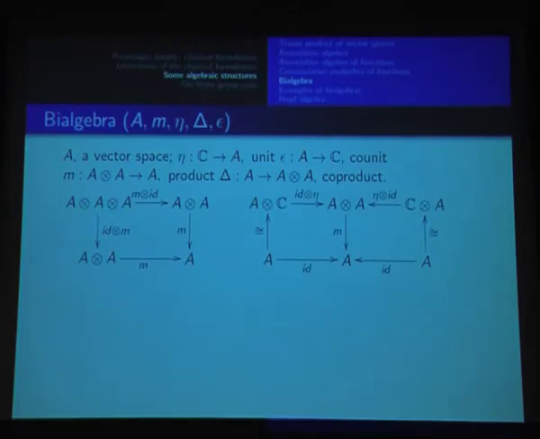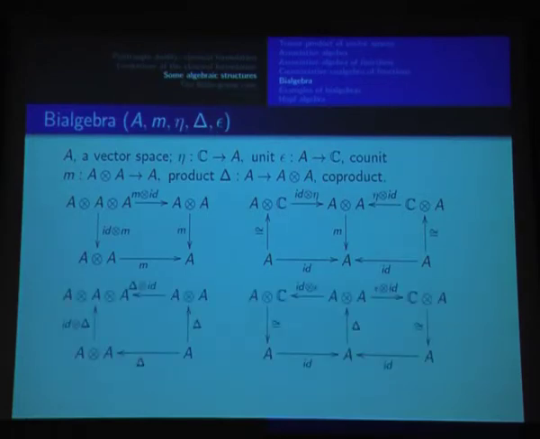So, here we see all the diagrams. As M is a product, M is required to satisfy these conditions, and as delta and epsilon are a co-product and co-unit, they are also required to satisfy these. And now, here you see that these arrows are in reverse direction, same here. But these maps must be compatible among themselves. So, they cannot be independent.